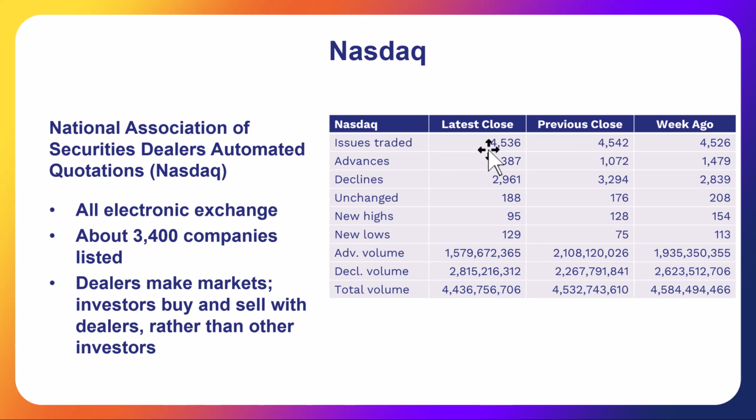Again, if you see here, 4,500 shares traded, 1,387 went up, 2,900 went down. There were 95 at new highs, 129 at new lows. You can see that these markets have a wide range of activity that goes on inside them.